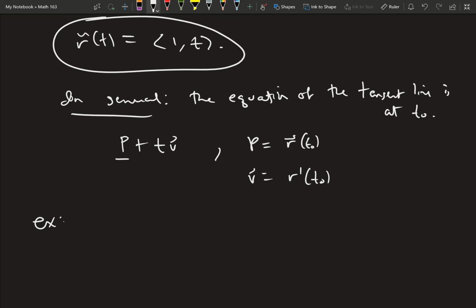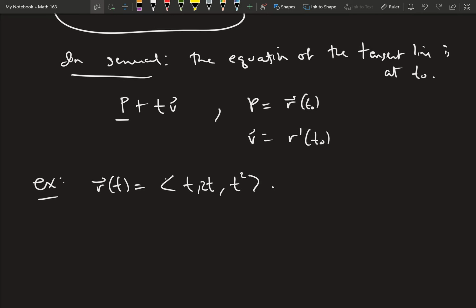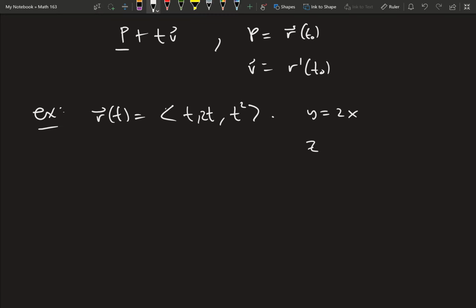Let's do one more example here. Let's take r of t to be t, 2t and t squared. This is going to be, well, here notice that y is 2x. So we're going to be in the plane y equals 2x, where z is t squared. z is x squared, so you're going to have a parabolic shape. z here is x squared. So you're going to get something like this.